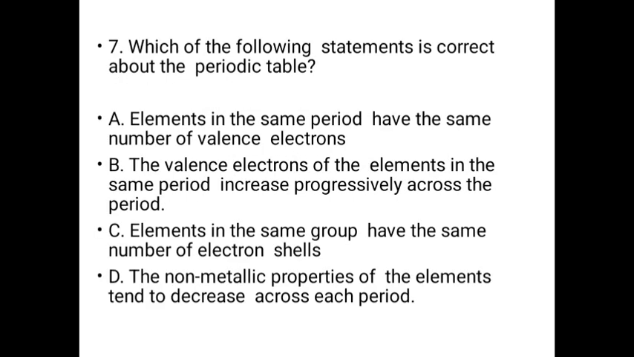Number 7. Which of the following statements is correct about the periodic table? A. Elements in the same period have the same number of valence electrons. B. Valence electrons of the elements in the same period increase progressively across the period. C. Elements in the same group have the same number of electron shells. D. The non-metallic properties of elements tend to decrease across the period.